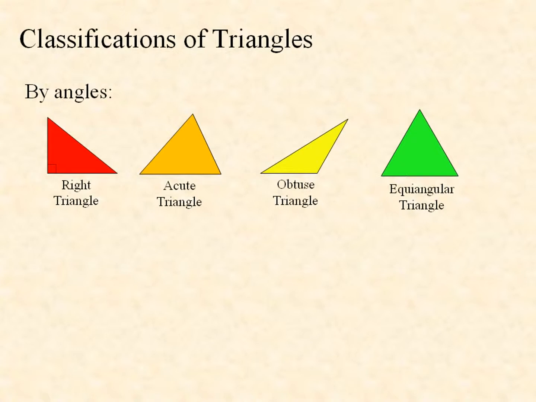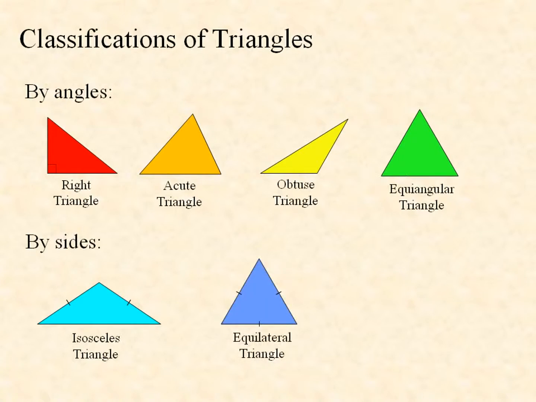Or they can be classified by their sides. An isosceles triangle has 2 congruent sides, 2 equal sides. An equilateral triangle has 3 equal sides. That's also equiangular. And a scalene triangle, none of the sides are equal.